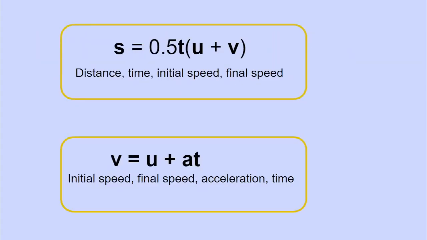We now have two SUVAT formulas. The first one that we had seen in the previous video, s equals 0.5t open bracket u plus v close bracket. This gives us the distance, the time, the initial speed and the final speed. And the new one, v equals u plus at. Here we have the variables of initial speed, final speed, acceleration, and time.